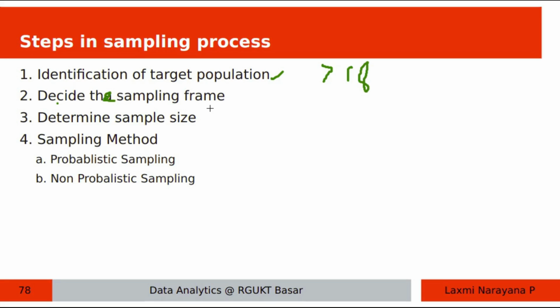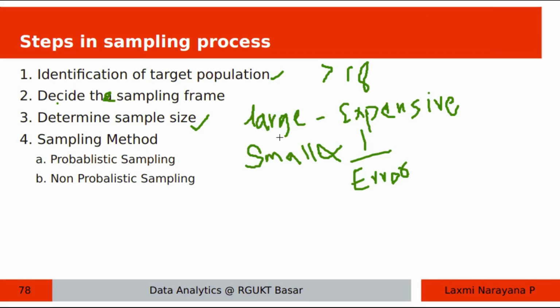Third one, determine the sample size. It is important since collecting data can be expensive. At the same time, insufficient sampling results in lack of precision in the estimation of the parameters. Since a large sample is expensive and a small sample might give more error, you have to decide the sample size such that it is cost effective and gives confident enough results.